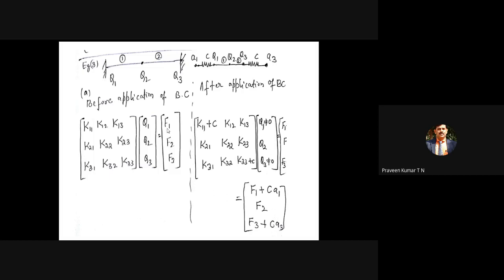The original value of the force vector is F1. It is updated to F1 plus CA1, and you are applying a boundary condition at node 3 also. So now the third row of the force vector is updated to F3 plus CA3. Once you start doing problems, you can understand better, especially in heat transfer, where you are applying boundary conditions.